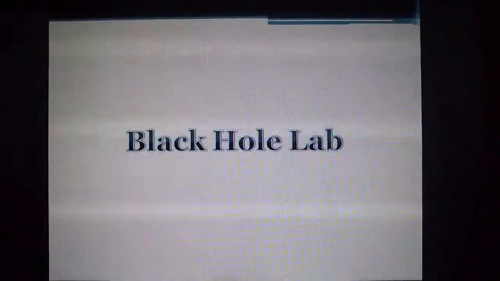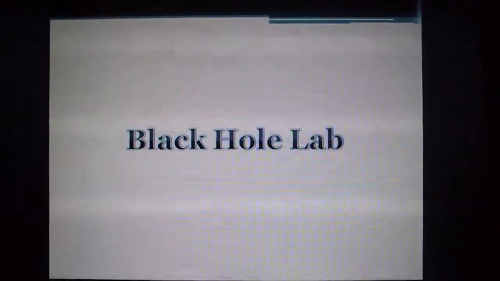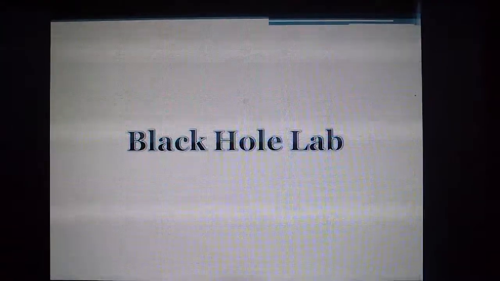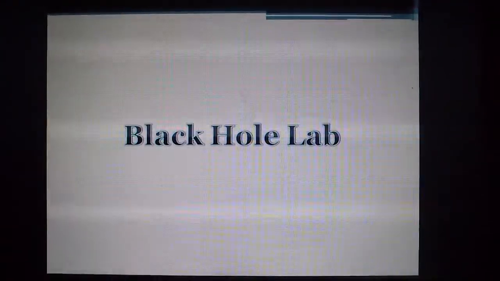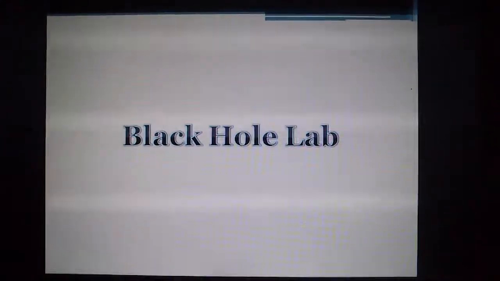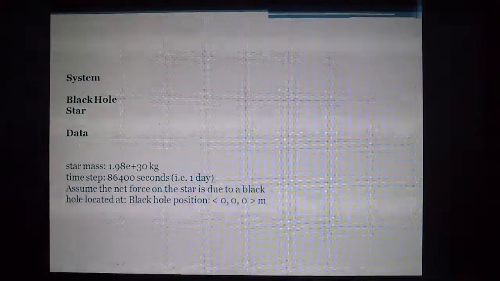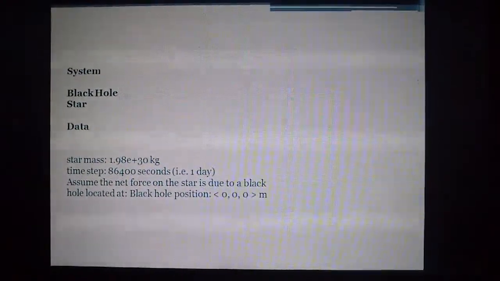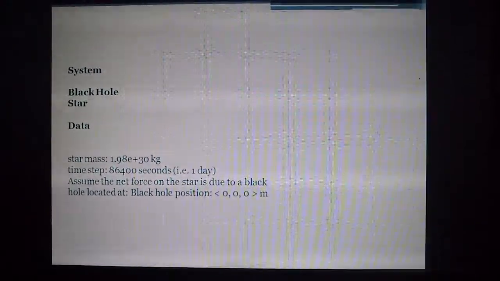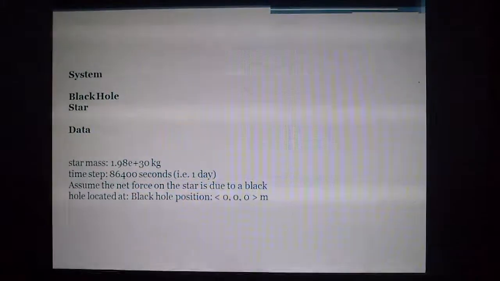Hello, this is Black Hole Lab, and we're going to start by defining our goal in this lab. We need to find the mass of a black hole which is interacting with a star, and for this we have CSV data for the trajectory of that star. Another piece of information we have is the mass of the star, which is 1.98 × 10^30 kilograms, and the position vector of the black hole, which is at the origin of the data about the star's trajectory.